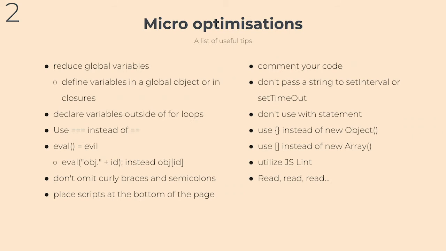And of course, these things can be improved by using JSLint. This will warn you if you're doing something wrong or if you're doing some crazy stuff that should not be done. We should also not use eval and with functions because they are evil.